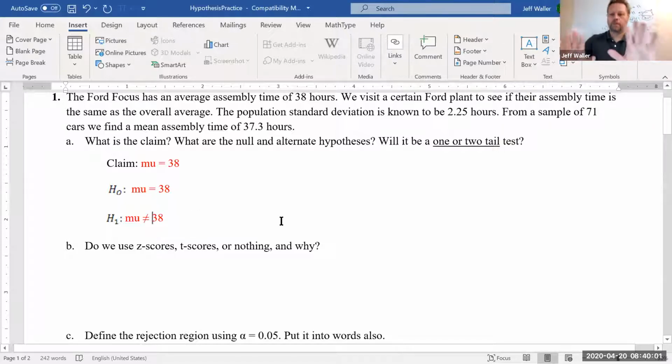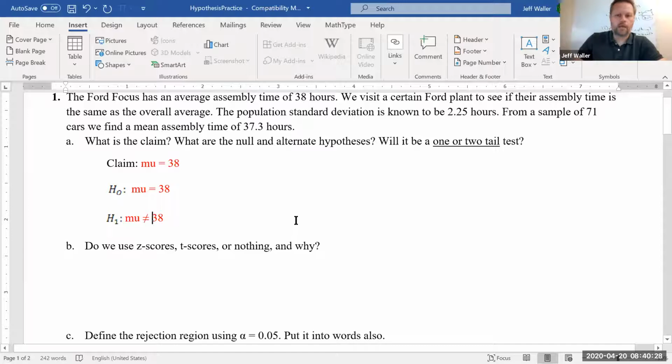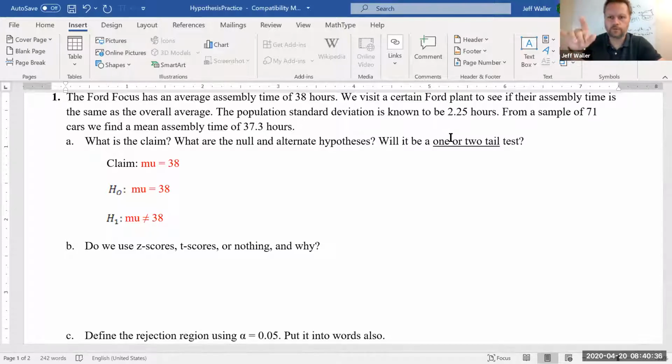Okay. So let me stop right there. You've got to let me know right now if you can't see where we got a part of this. The claim came from the part of the situation where we had a feeling or we want to test something. So we want to see if it's the same. Okay, that's the claim. Mu equals 38. How many tail tests will it be? Where would evidence show up? Above 38, below 38, either way, where would evidence of not equal to show up?